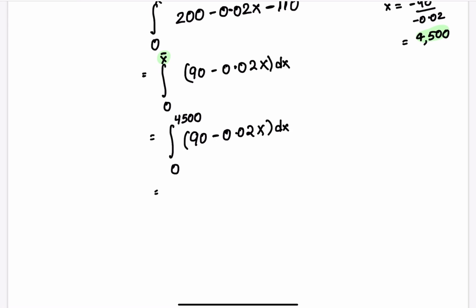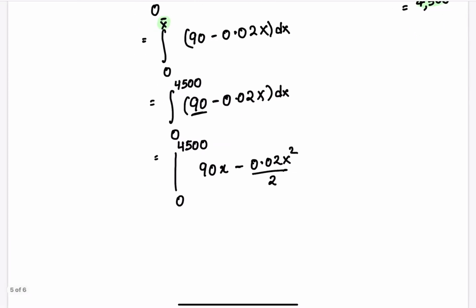And now when I integrate it, the integral of 90 - 0.02x is 90x minus 0.02x squared over 2. And again, I don't have to plug in the 0 because I will end up with a 0. So I will simply go ahead and plug in my 4,500.